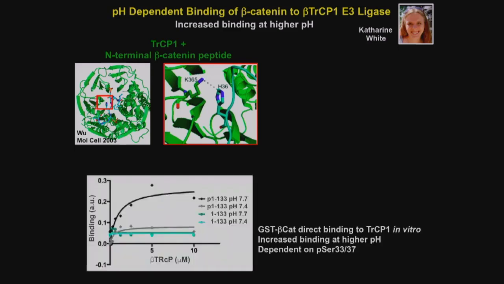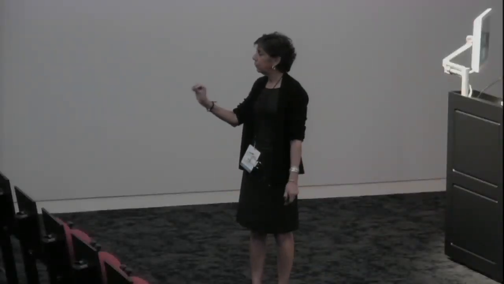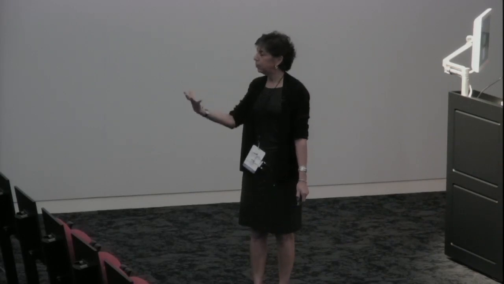And we went on and showed this, both in vitro with recombinant proteins, that there is more binding of beta-catenin and beta-TrCP at a higher pH compared to a lower pH. But this binding does require phosphorylation, as shown here in these two, the cyan and the green. So you still need phosphorylation, but that protonation state of that histidine is very, very important in conferring binding, so that it needs to be deprotonated.